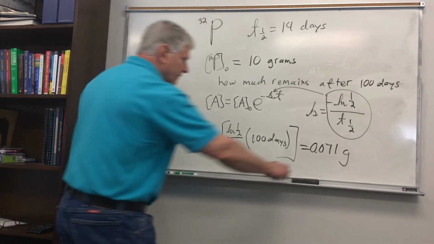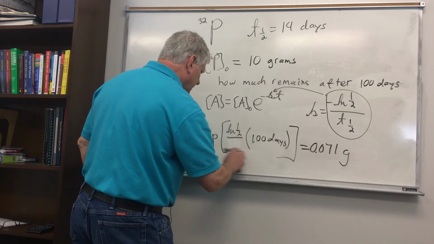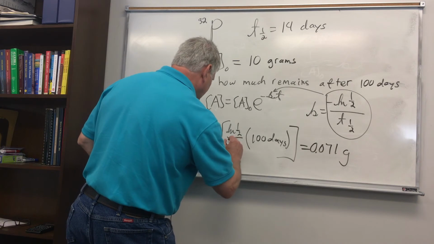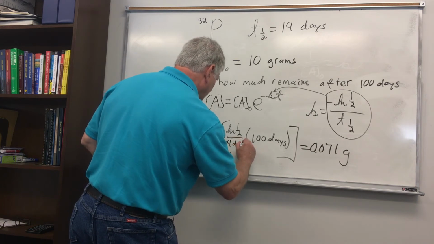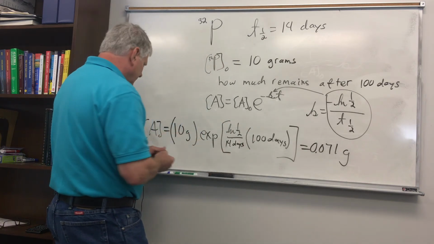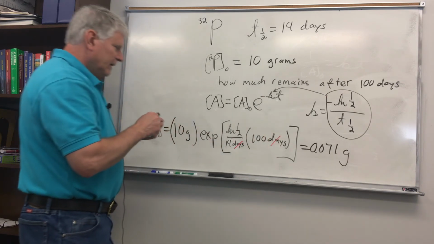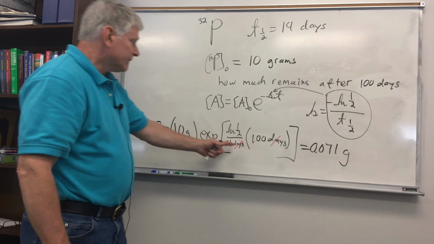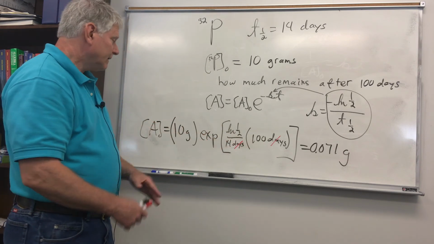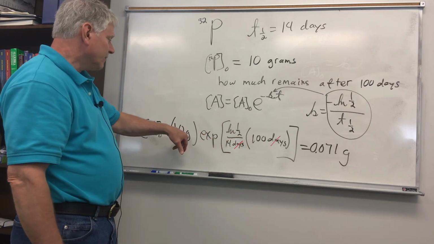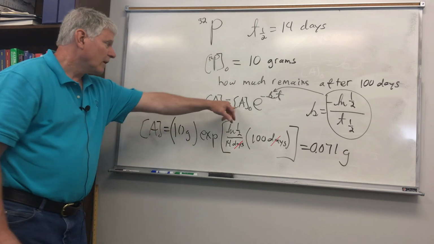So here for T 1/2, I would put 14 days. And you'll see that days will cancel. And so my exponent will be unitless, which it needs to be, and my only unit here is grams from the initial concentration.